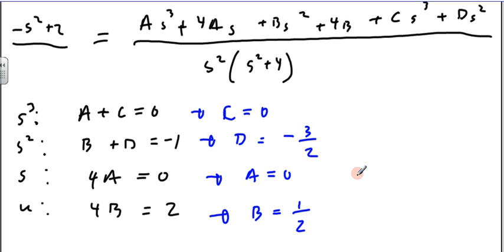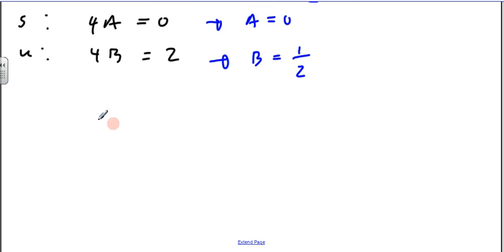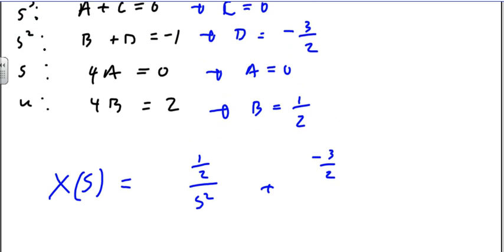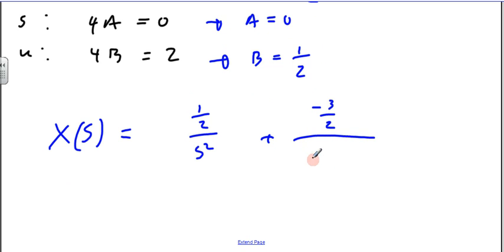Okay, so we all agree with that? And when we get done, we end up with X of s is equal to 1/2 over s squared, because that's the b guy, plus minus 3 over 2. Is that the d guy? That's the d guy, divided by s squared plus 4.